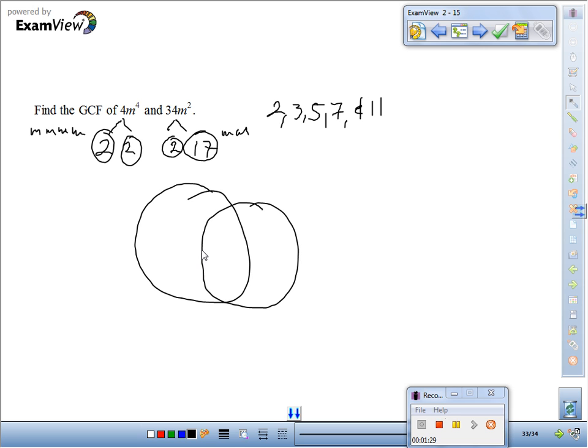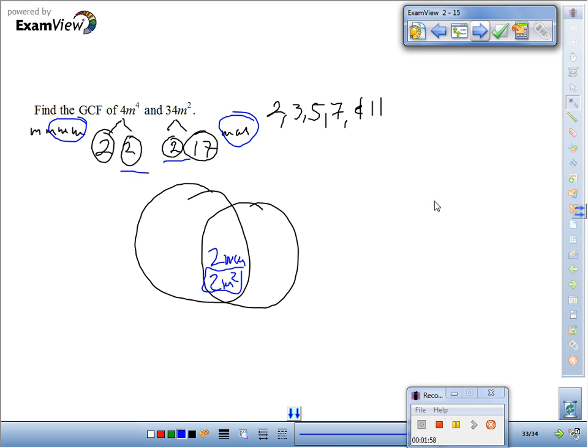However, we moved away from it. I was just showing you how to get the GCF. Remember that? So what is common here and here? A 2 and 2 m's. So that means our GCF is 2m to the 2nd. Okay? Number 3.